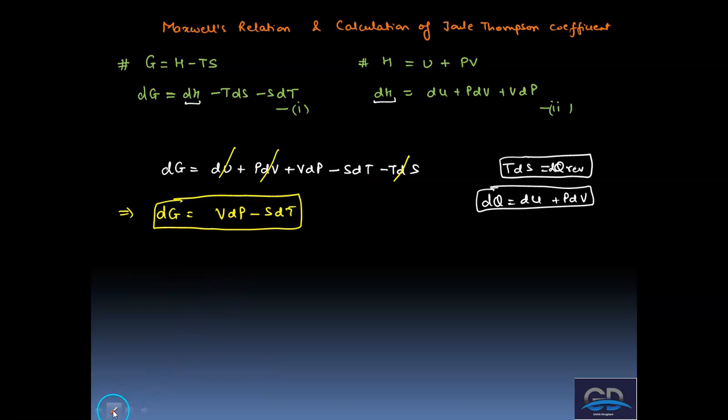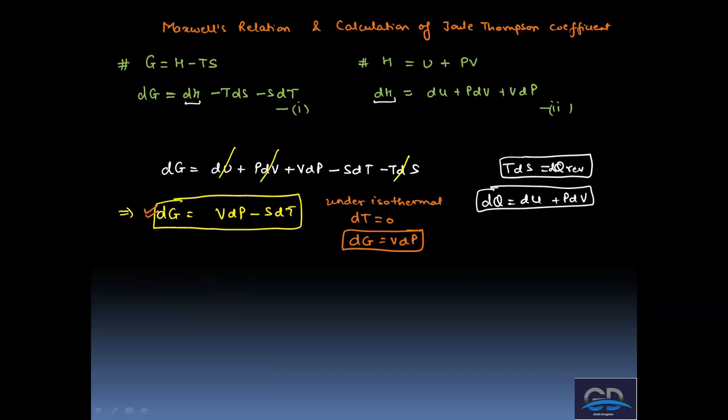Now if we take the special cases, for example under isothermal condition, since dT will be equal to 0, dG would be equal to VdP. So this is the first relation. Now we can also differentiate this, take a second derivative of it and then derive some more expressions from here.